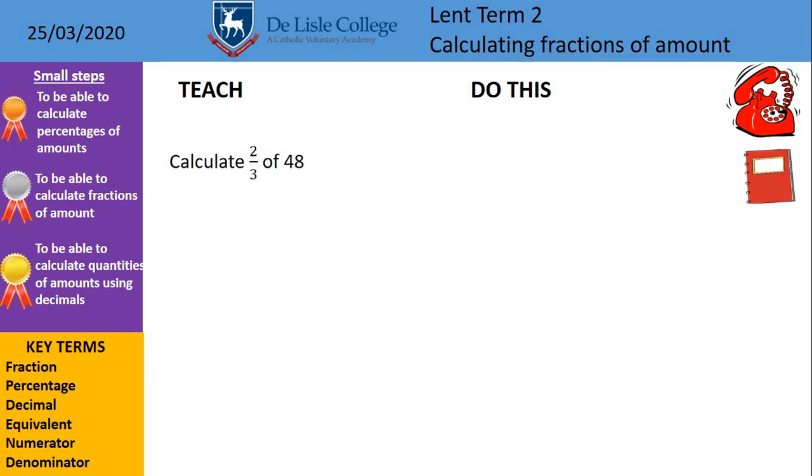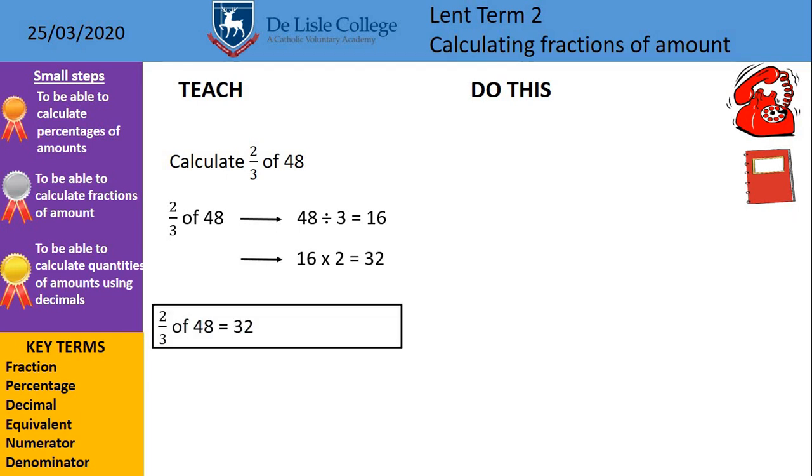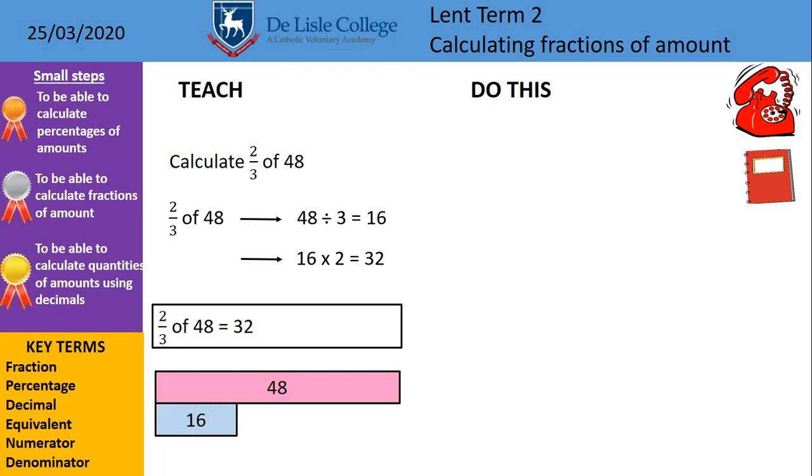Let's now have a look at some fractions of amounts. How would I calculate 2/3 of 48? Well, I would work out what 1/3 is to start with, so 48 divided by 3 to give 16. And then I want 2 of these to get 2/3, so 16 times 2 gives me 32. Looking at this as a bar model, so 48 being my main total, then if I'm wanting to split this into thirds, I know that 1/3 is 16, so visually we can see that 2 of them are 32.